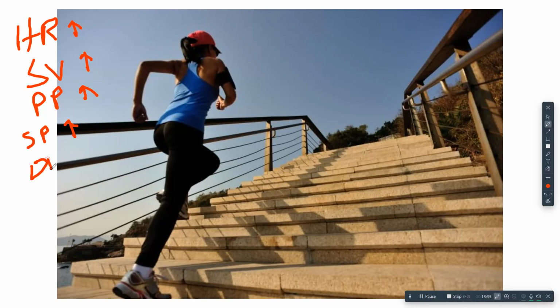Diastolic blood pressure is a little bit weird. It might go up a little bit. It might go down a little bit. It might stay the same, because we got to bear in mind blood vessels are dilating in those working muscles. Anyhow, mean blood pressure going to go up. And of course, if stroke volume and heart rate went up, cardiac output are going to go up as well. This is basically what we expect to see.